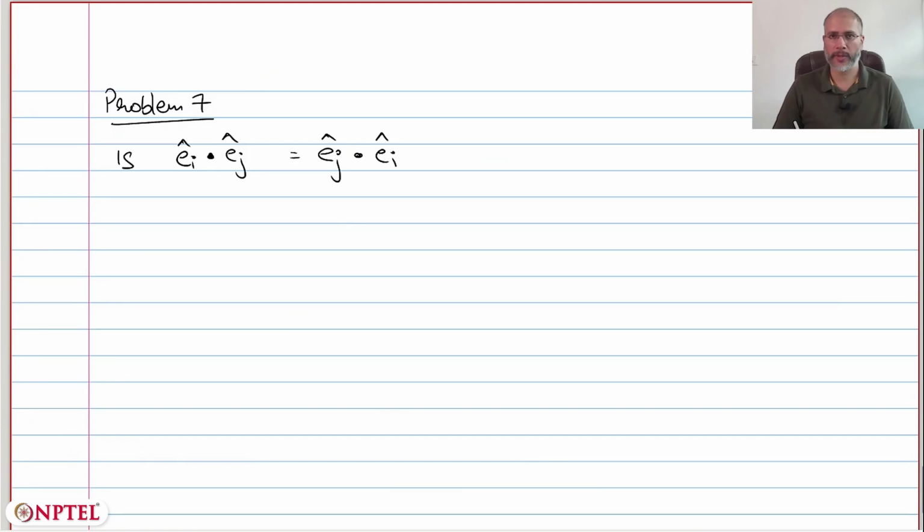This is a true or false kind of problem where it's asked, is it true that ei dot ej is equal to ej dot ei? Now, of course, you know that the vector dot product is commutative. So this is true. But we can also see this from the angle of the Kronecker delta, because we know that ei dot ej is equal to delta ij.